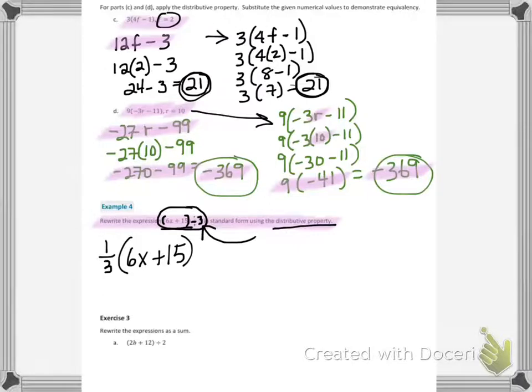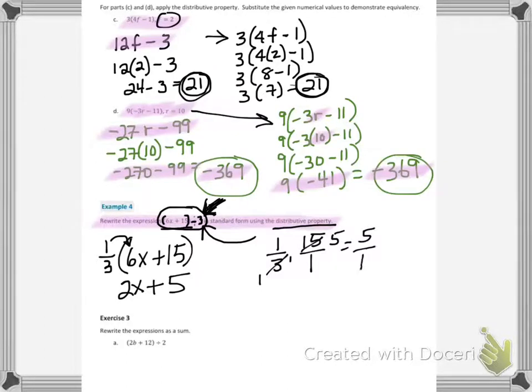The truth is you are still dividing by 3, and you could divide by 3. But if we want to make it distributed, when we talk about the distributive property, we are talking specifically about multiplication. So if we distribute it out, we know 1/3 times 6 is 2. So we have 2x plus 5, because 1/3 times 15 is the same as 15 divided by 3, which is 5. And again, if we look at it like this, we're multiplying 1/3 by 15, we have 5.